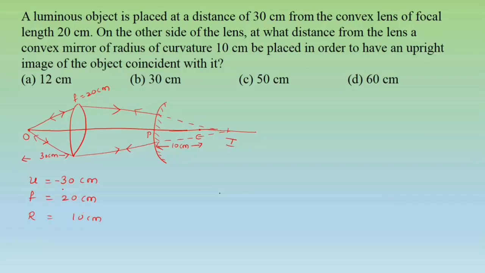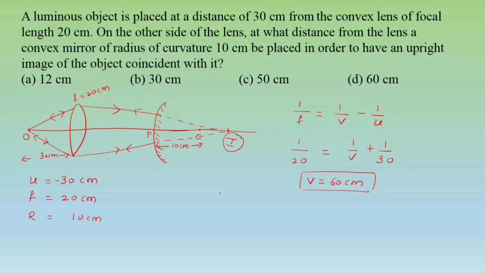So we know the thin lens formula, that is 1 by f equal to 1 divided by v minus 1 divided by u. Focal length is given, 20 centimeter. 1 by v keep as it is. Minus into minus will be plus 1 by 30. So we will get v equal to 60 centimeter. So this is the image distance. Image distance is how much? 60 centimeter. Here is the image.